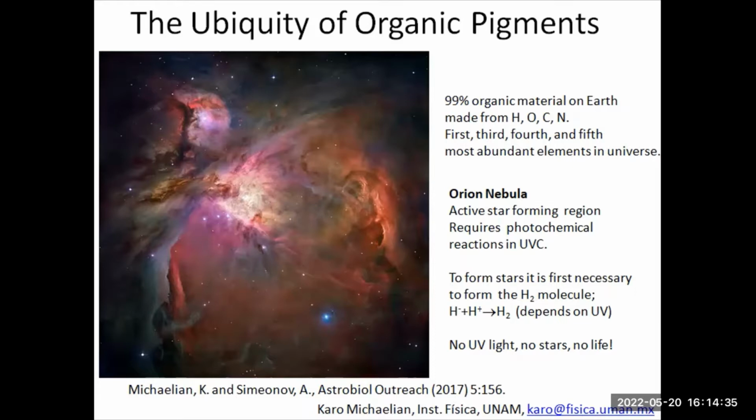So first, 99% of the organic material on Earth is made of these elements: hydrogen, oxygen, carbon, and nitrogen. And these are the first, third, fourth, and fifth most abundant elements in the universe. So the first is hydrogen, of course, and the second is helium. But helium has a closed shell structure, so it doesn't like to form bonds with other elements. So that's a good reason for helium not being in the list of elements which are used in life. But there's also another reason, not only that they're the most abundant, but also because carbon has 4 possible bonding structures. So there are 4 possible electrons which can form covalent bonds with other atoms. And that allows for very complex 3-dimensional molecular structures.